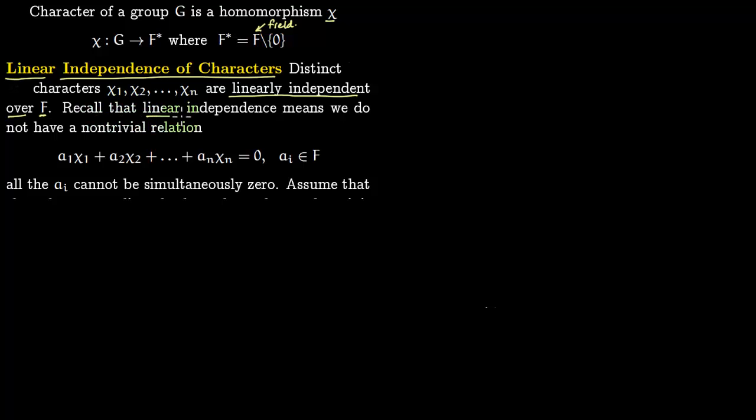So recall that linear independence means that we do not have a non-trivial relation. So we do not have a non-trivial relation like this: a1 chi1 plus a2 chi2 all the way to an chi-n equals 0, where each ai lies in the field. So this non-trivial relation means that all the ai cannot be simultaneously 0. So basically what we are trying to say is that you have chi1 to chi-n, these distinct characters, and they are linearly independent. If you have an equation like this, then this can only happen if all the ai's are 0.